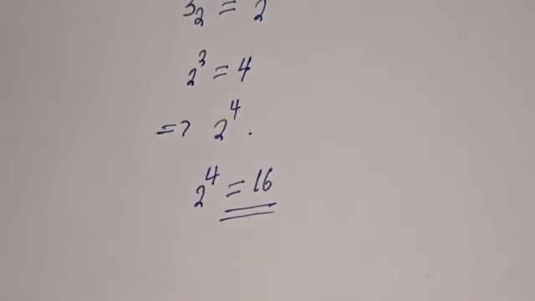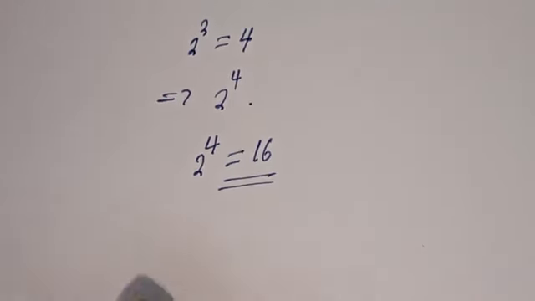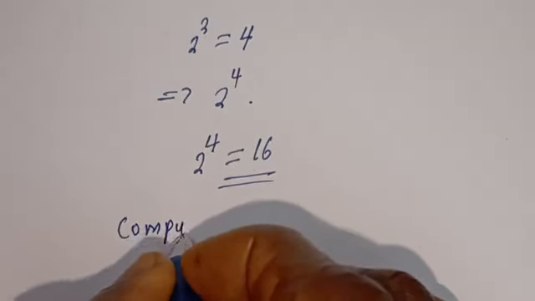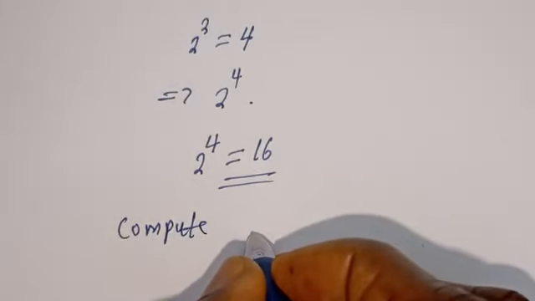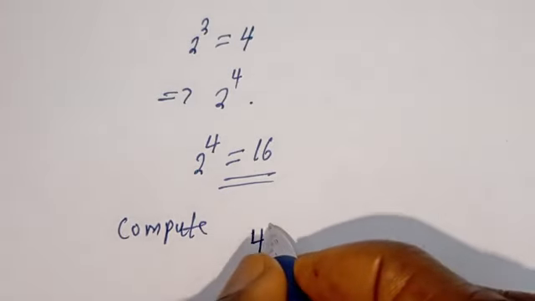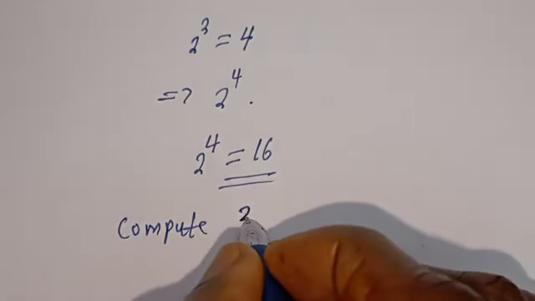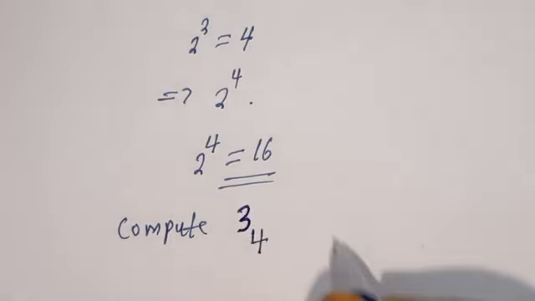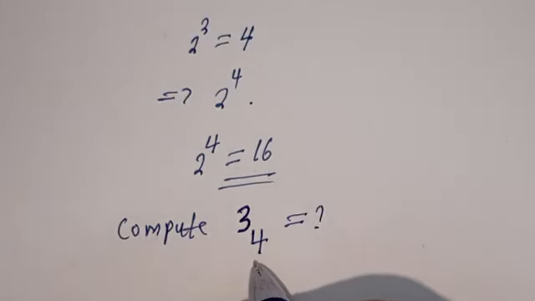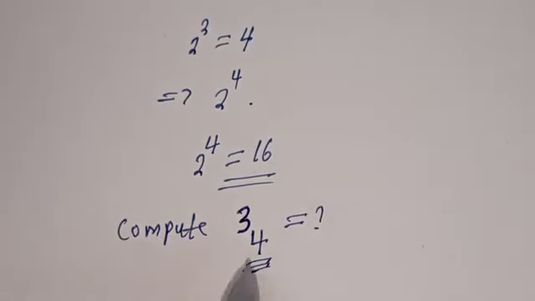Now, if you think you understand this, I want you to compute this and tell me the answer in the comment section. Compute this: 4 tetrated to 3. And show your answer in the comment section. So I want to know, show me the answer or tell me the answer in the comment section. 4 tetrated to 3. So what is the answer?